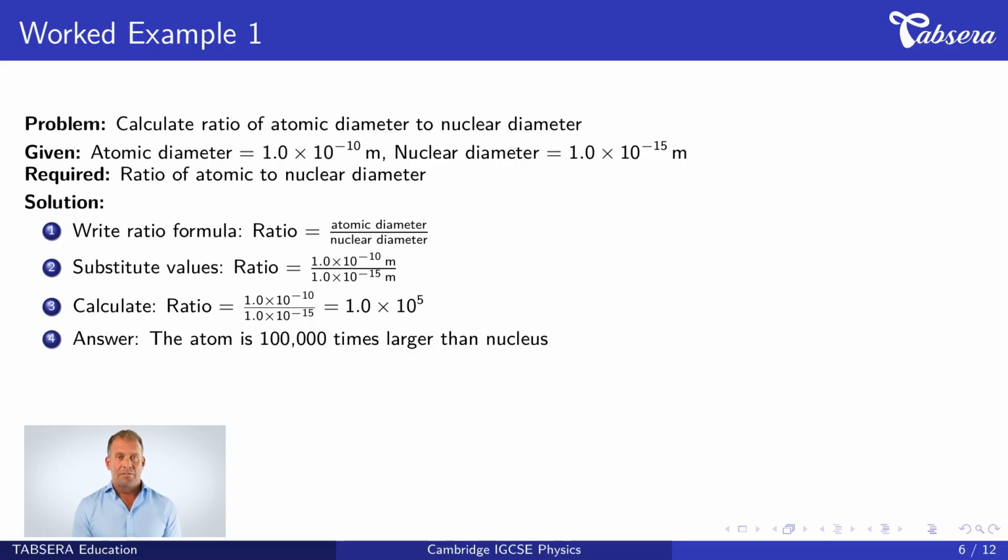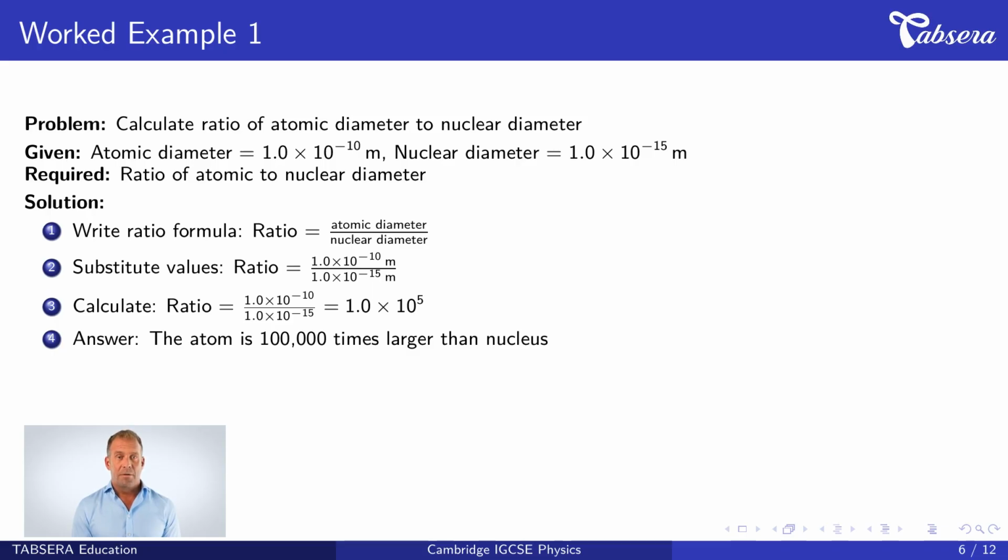Let's work through our first example, calculating atomic scale ratios. The problem states, calculate the ratio of atomic diameter to nuclear diameter. We are given atomic diameter equals 1.0 times 10 to the power minus 10 meters, and nuclear diameter equals 1.0 times 10 to the power minus 15 meters. We need to find the ratio of atomic to nuclear diameter. Step 1. Write the ratio formula. We use ratio equals atomic diameter divided by nuclear diameter.